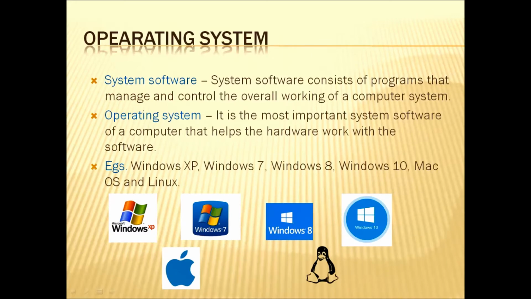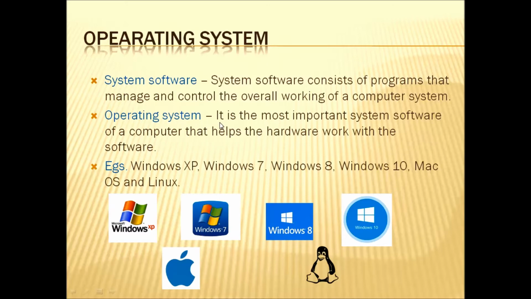Okay, children, I told software is divided into two main types, system software and application software. Now, what is system software? System software consists of programs that manage and control the overall working of a system. This means the system software controls the whole working of the computer system. Understood? Now, the system software is divided into operating system and utility software. We'll see about the operating system.